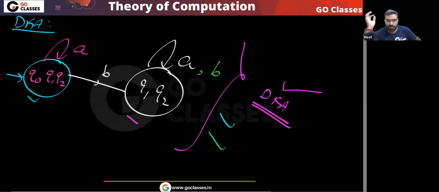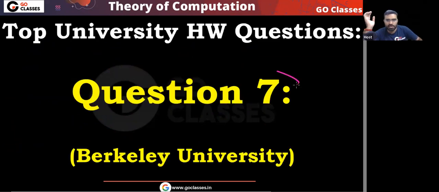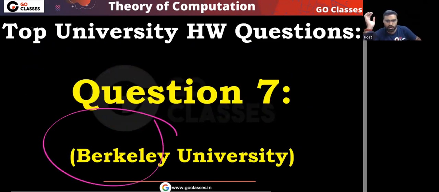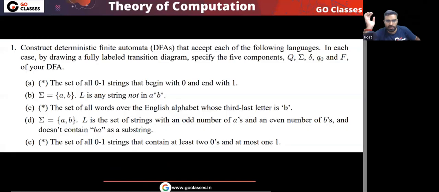Okay. So very simple. Now let's move on. Now let's see question number 7. This is from Berkeley University. Some languages are given to you, A, B, C, D, E. We need to create DFA for these languages. So let's create minimal DFA for these languages.